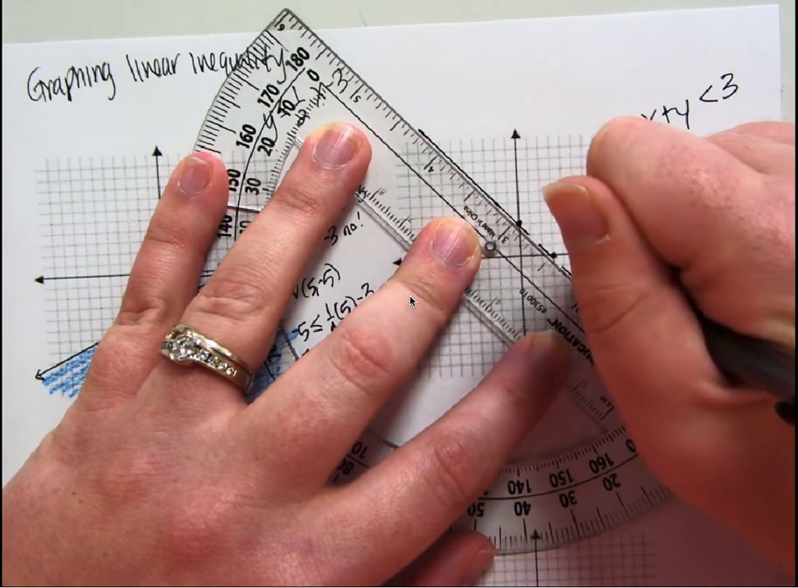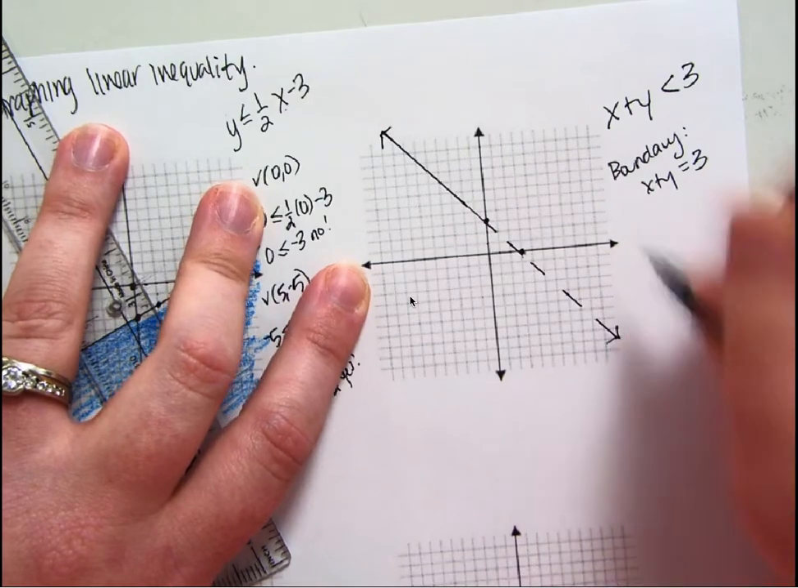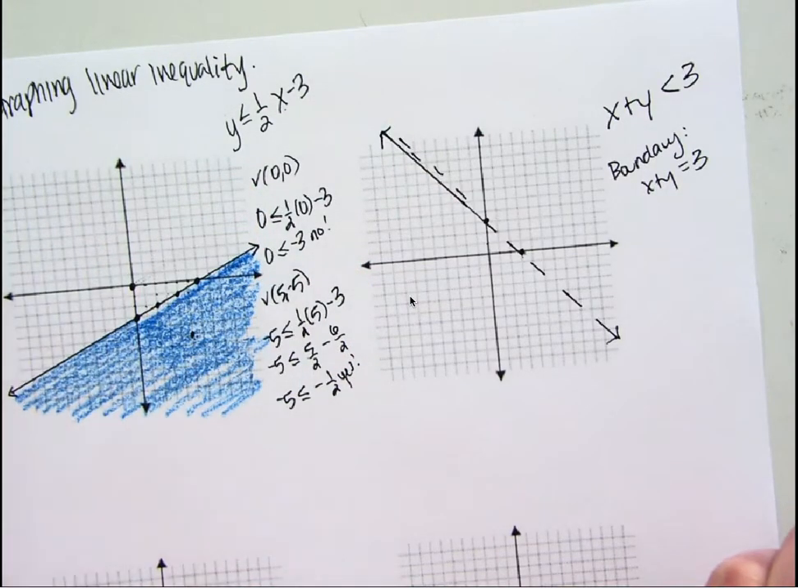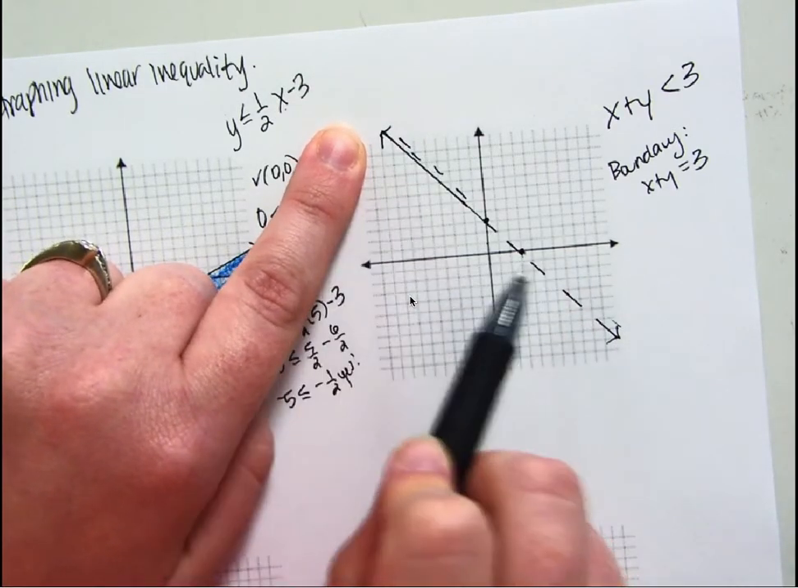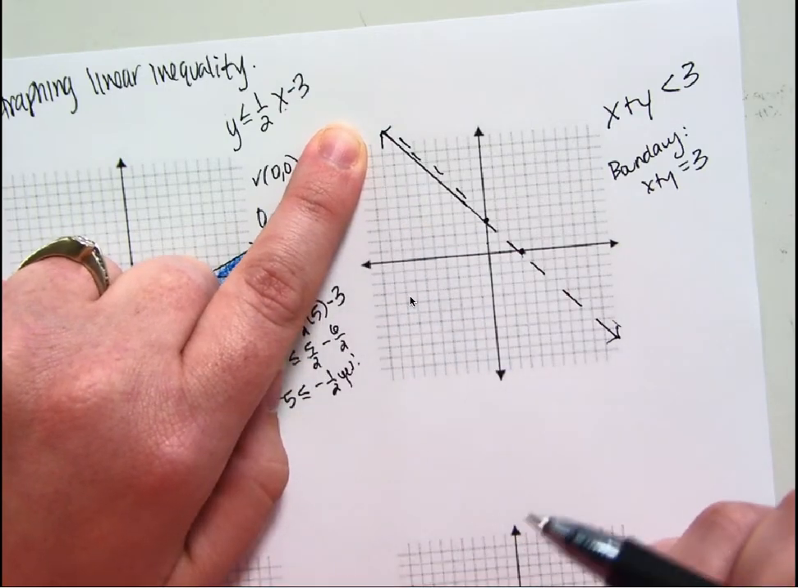Those should be dashed. Ignore that up there. That should be dashed. Okay, so by dashing our line, we're showing that this is the boundary line, but that we're not including the points that are exactly on that line as solutions.